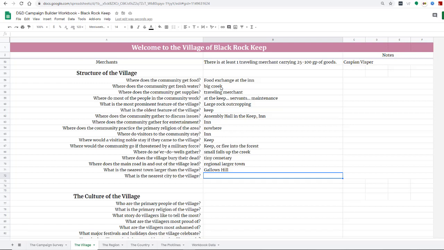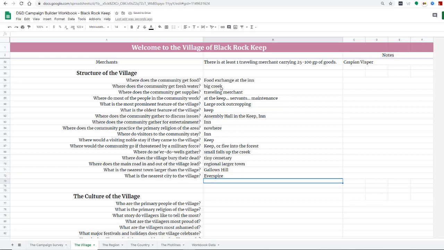The nearest city is the region's largest city. Most likely this region's largest city. This village could obviously be located closer to a city in another region, but the way we're mapping this out, it's the city in this region. And we're going to say that is the city of Everspire.